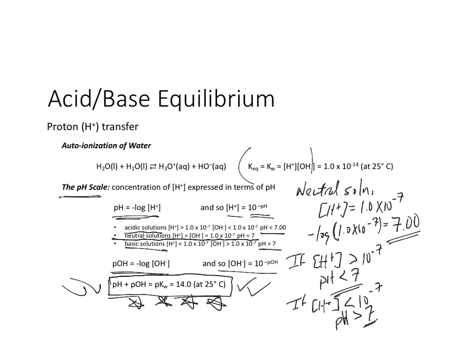So notice what that says. If I know H plus, I can find pH. If I know pH, I can find pOH. And if I know pOH, I can find hydroxide. So if I know any one of the four, H plus concentration, OH minus concentration, pH, or pOH, I know all of them.